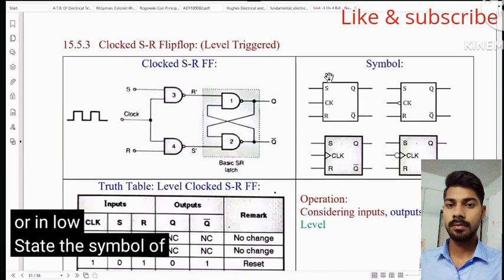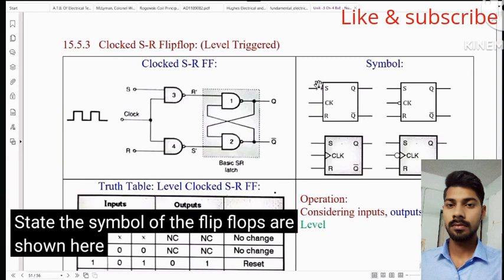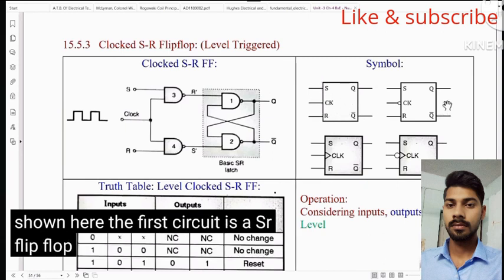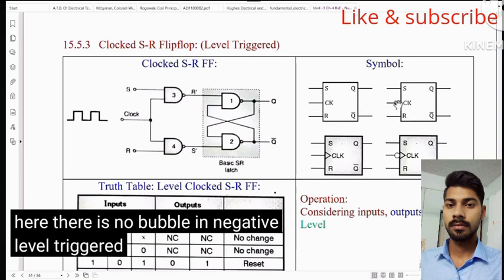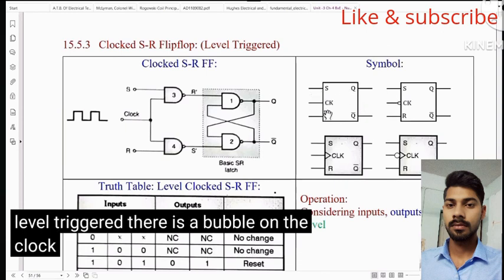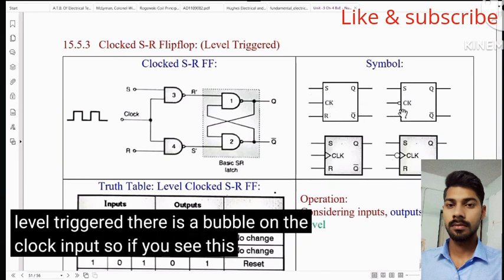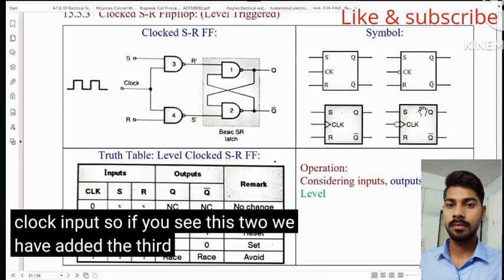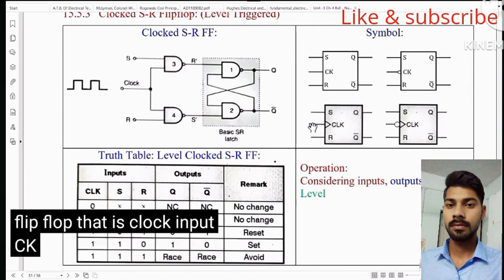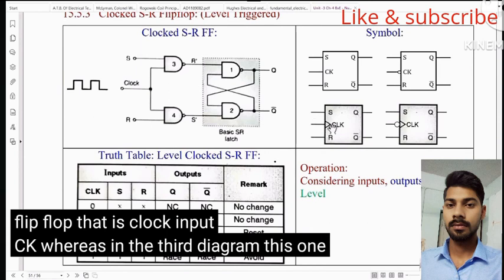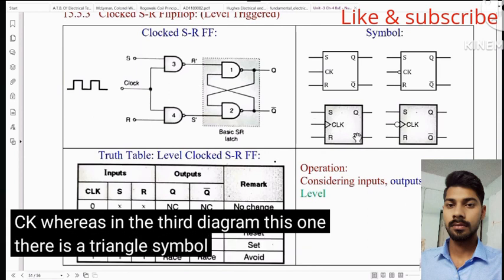The symbols of the flip-flops are shown here. The first circuit is an SR flip-flop with positive level triggering. Here there is no bubble. In negative level triggered, there is a bubble on the clock input. So if you see these two, we have added a third input in the SR flip-flop, that is clock input CK. Whereas in the third diagram, this one, there is a triangle symbol shown.